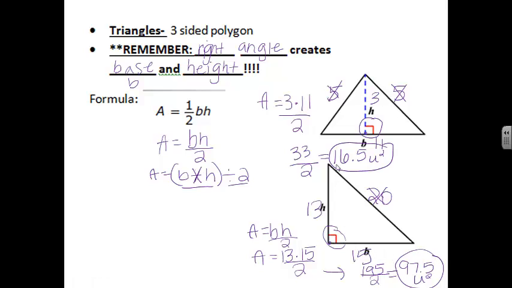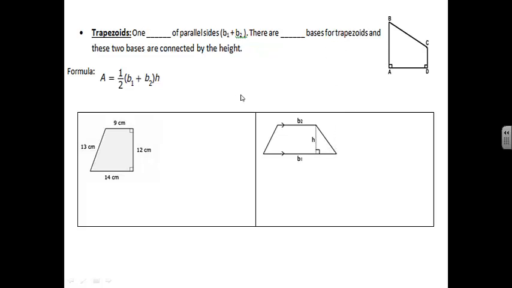Let's move on. Okay, trapezoids. Triangles and trapezoids, you know, are a little confusing, and sometimes we miss these when we get a little confused. Okay, so trapezoids, the one characteristic or attribute you need to know is that one pair of parallel sides. Okay, my parallel sides are labeled B1 and B2.